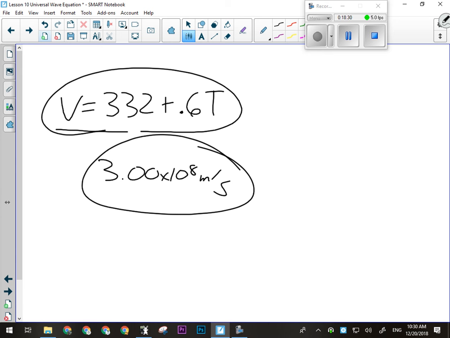Like 10 to the 5 times slower, okay? So we don't want to use that. I see people make that mistake all the time, and then they don't notice it somehow when they get an answer for wavelength that's just ridiculous, okay? So we don't want to have that happen. So those are two other tricks that could come up in a universal wave equation question.